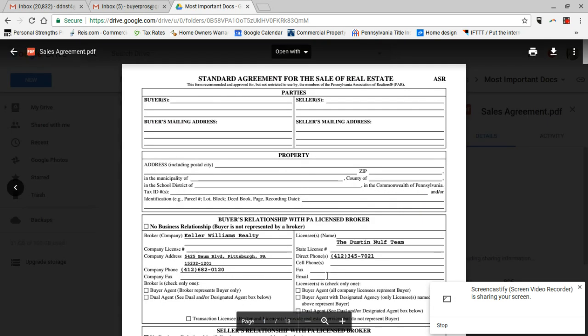And of course, the last thing is our sales agreement. The sales agreement is an offer until it's signed by all parties. Okay.